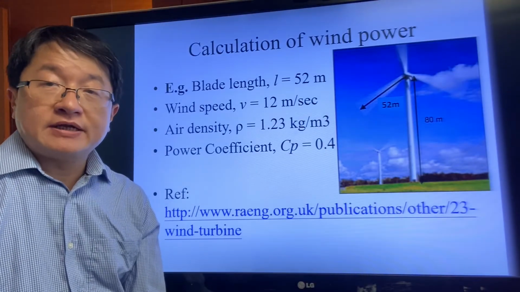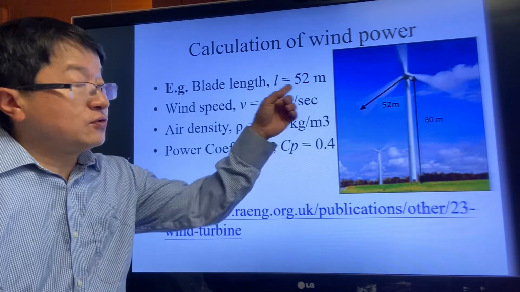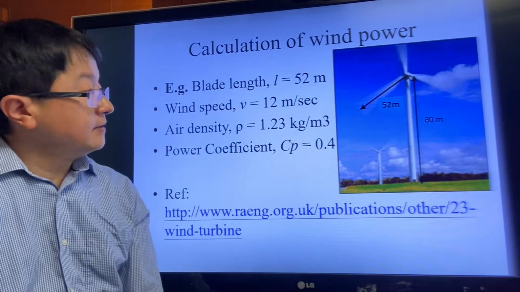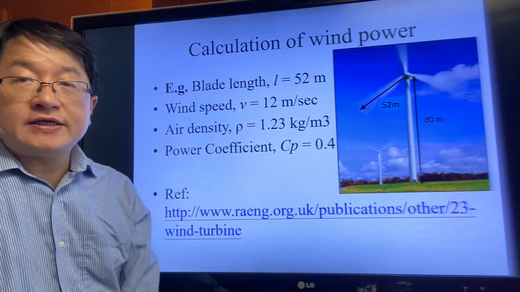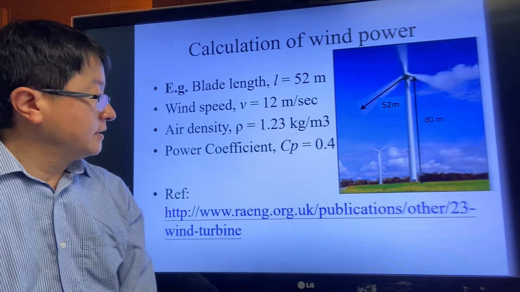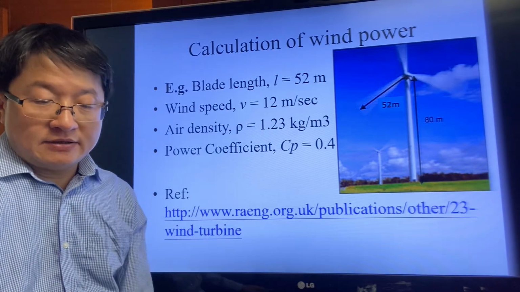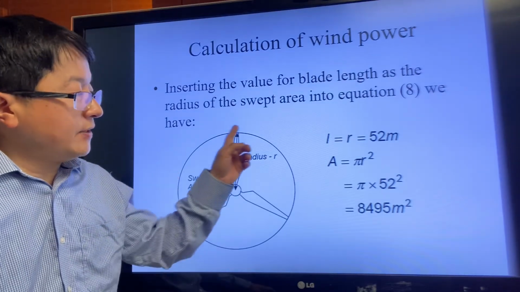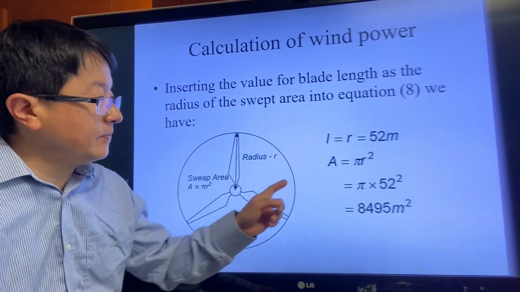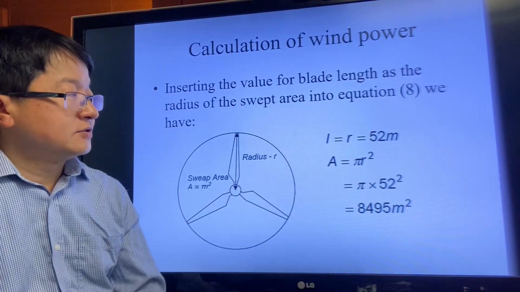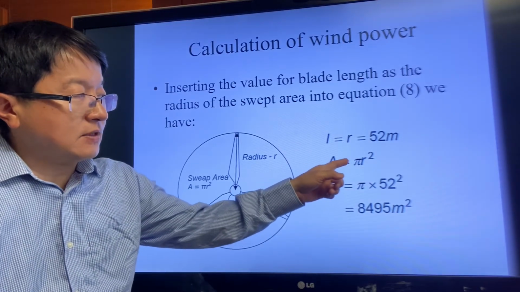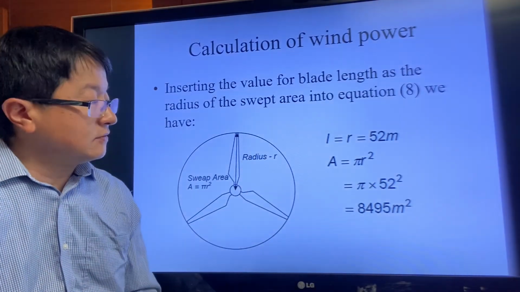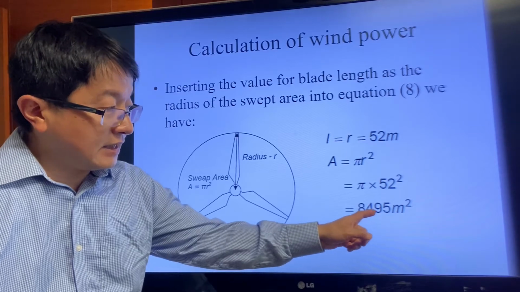Let's see this example. The blade length is 52 meters and the wind speed is 12 meters per second, the air density is 1.23 kilograms per cubic meter, and the power efficiency is 40%. So we put these numbers into the equations. The area of the wind turbine will be given by pi R squared. R is 52, so the total area is equal to 8,495 square meters.